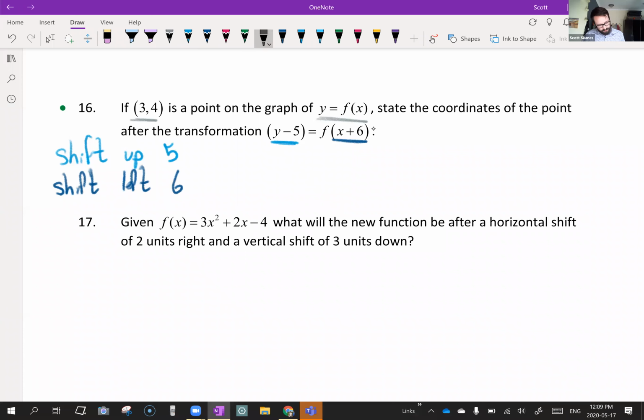So what that gives us, we have the original point 3 and 4. Well, we need to shift it up by 5, so we need to add 5 to this one. And we need to shift it left 6, so we need to subtract 6 from the x part. And then we get our answer. 3 minus 6 is negative 3. 4 plus 5 is 9. And so you can get the answer that way. And again, there's tons of other questions I could cover, but I just tried to cover as many different ones as I could.